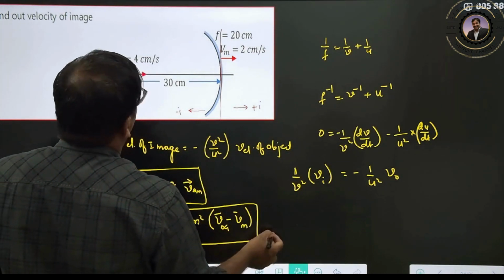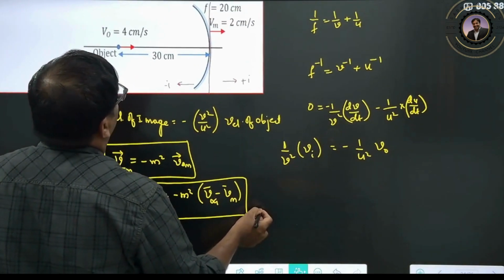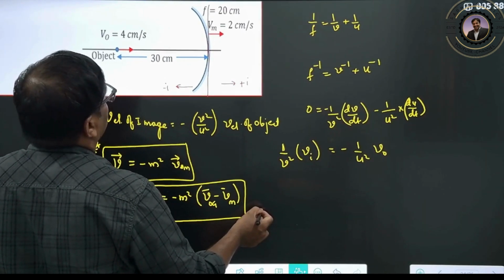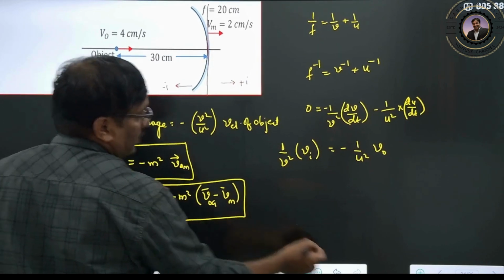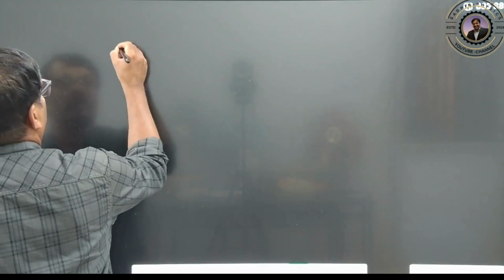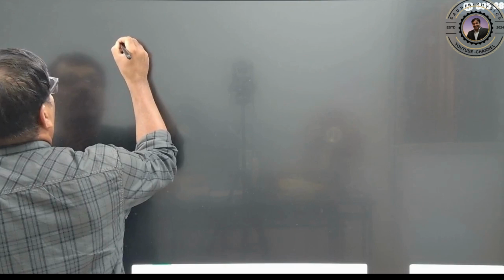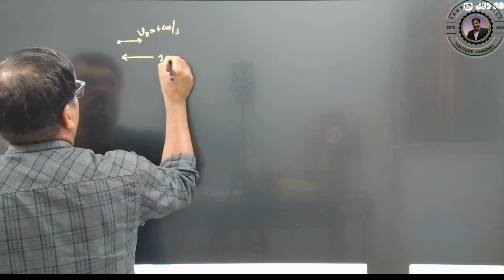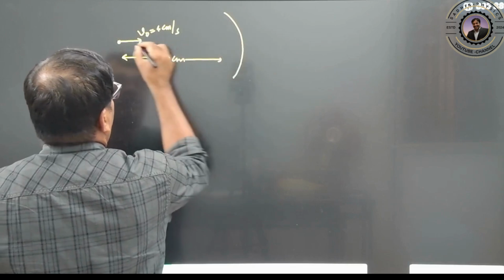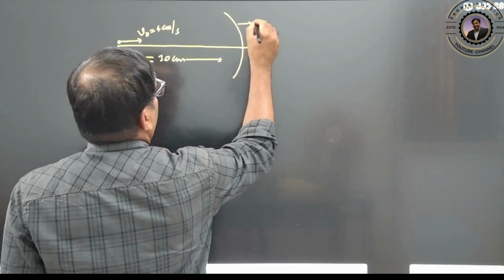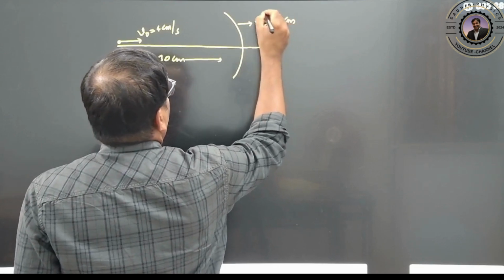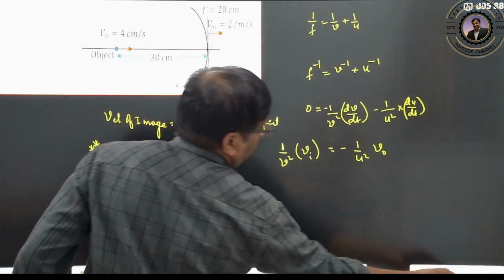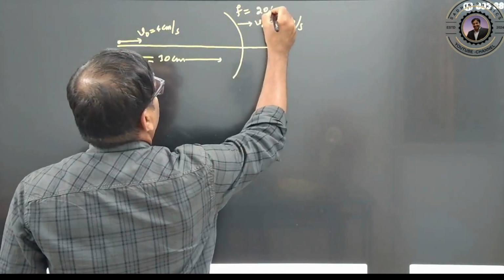So then what you can rewrite here now, what is given? The velocity of the object is 4 centimeters per second, and the object distance is given. Clear? Okay, let us go for this one. The object is going with a velocity of 4 centimeters per second, at a distance of 30 centimeters from the mirror. The velocity of the mirror is 2 centimeters per second. The focal length is equal to 20 centimeters.